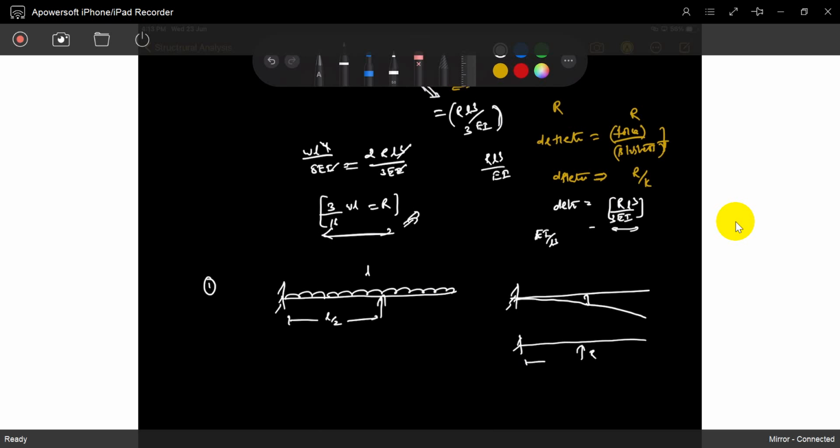Later I will apply the same thing, the force, it is R. So the distance is L by 2, and it will go like this. These two are equal. So I know this deflection: R L cube by 3EI, where L means L by 2. But what is the deflection here? We can't know, we didn't find it out.